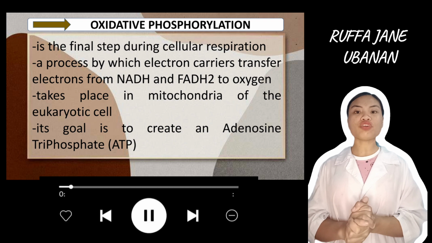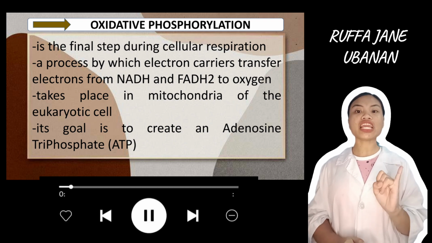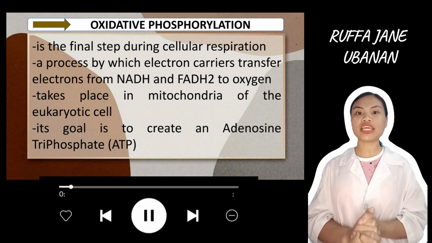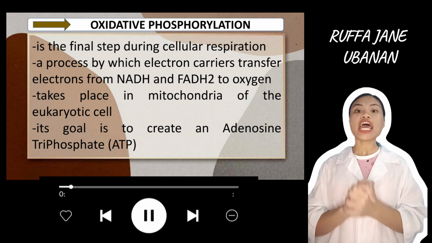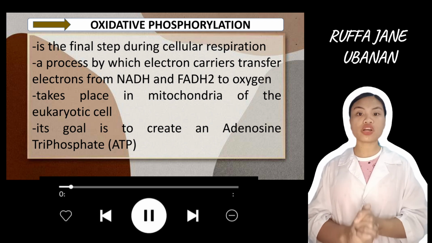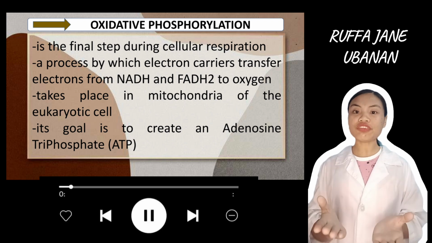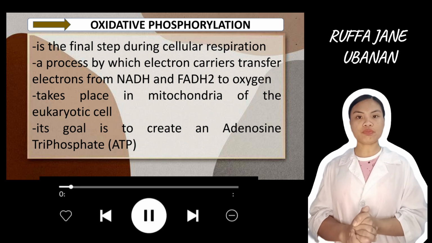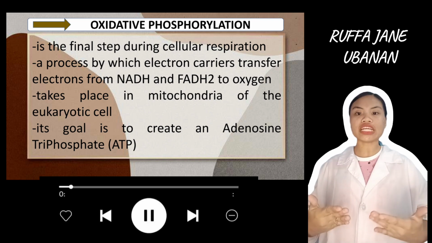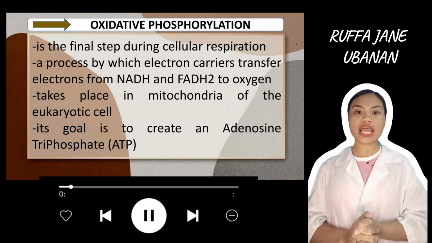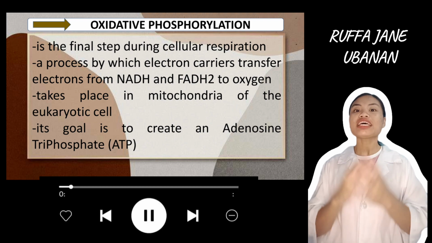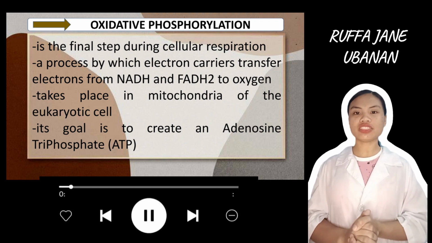And also, it involves electron carriers like NADH and FADH2 transferring electrons through a series of protein complexes in the mitochondria's inner membrane to oxygen. And this process occurs within the mitochondria of eukaryotic cells, specifically in the inner mitochondrial membrane. And the main purpose of oxidative phosphorylation is to harness the energy from electron transfer to generate adenosine triphosphate or ATP, which is the cell's primary energy currency.